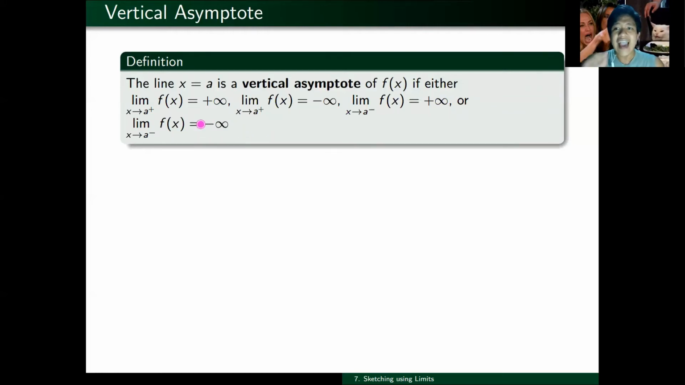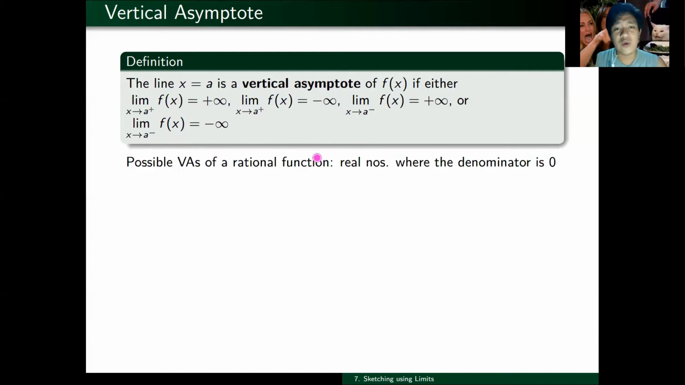In short, kapag kahit isa lang sa apat na yan, sabihin kahit isang one-sided limit lang, either right-hand or left-hand limit as x approaches a, ang mag-equal sa infinity, whether that be positive or minus infinity, then x equals a is a vertical asymptote. Okay? So in the case of rational functions, how do we identify what are your vertical asymptotes? Alangan namang subukan mo lahat ng real number a, no? Ang dami-dami nun, hindi pwede yun. Well, we just look at the real numbers where the denominator of your rational function is 0. Sila lang yung suspects mo for being vertical asymptotes. But hindi ka sure. They could still be not vertical asymptotes, so you still have to check these limits.